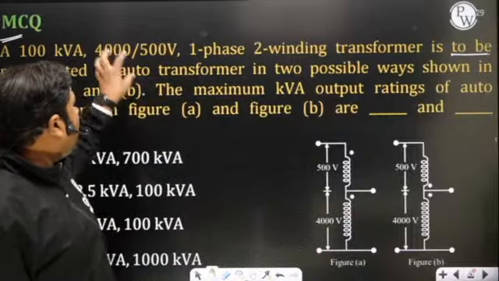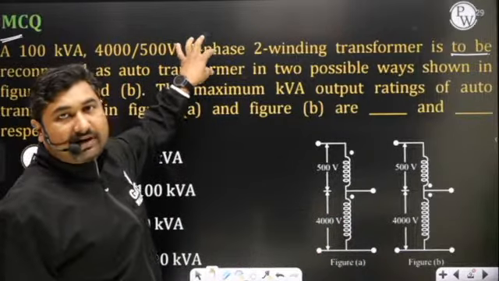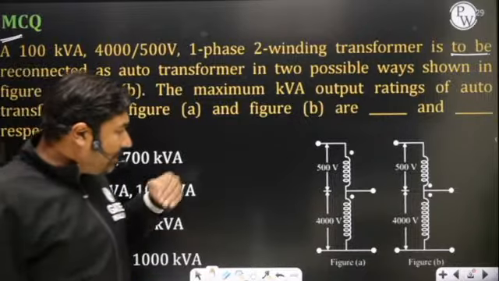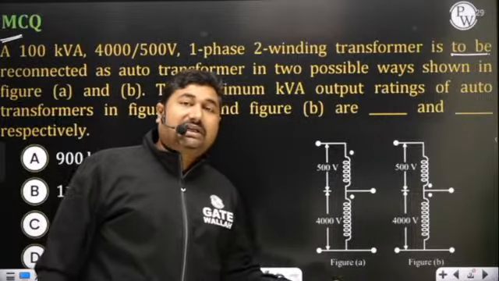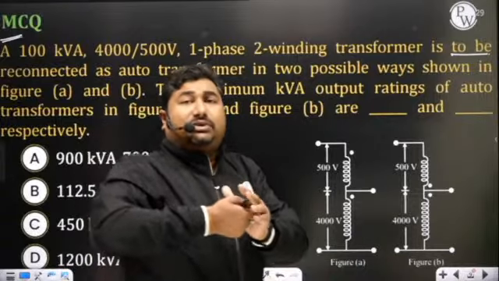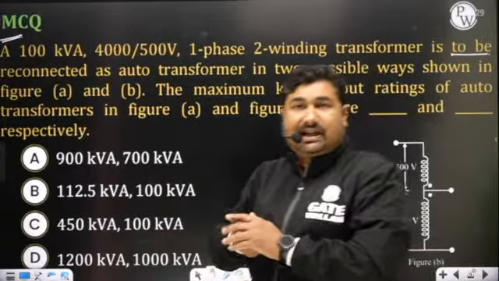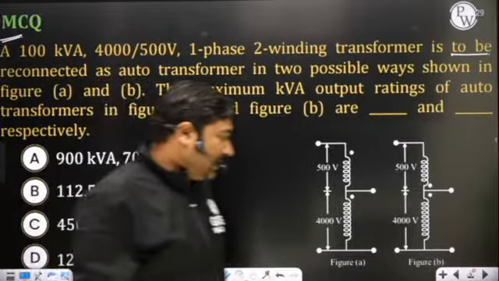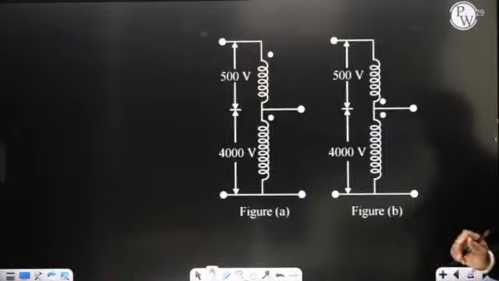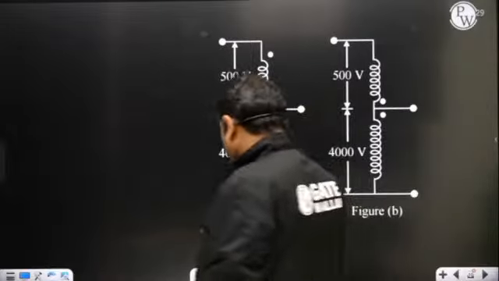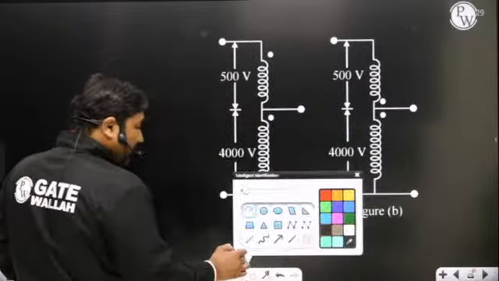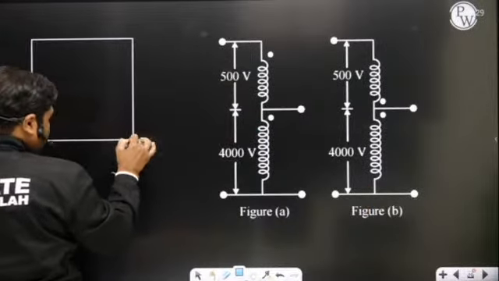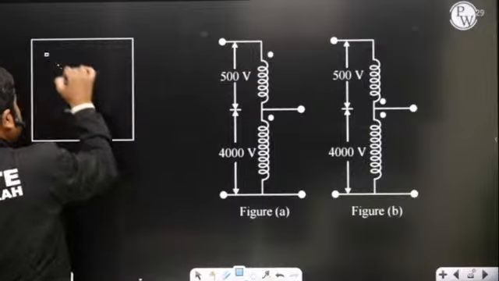So we have a 2 winding transformer, 4000 to 500 volt. This transformer is of 100 kVA, and now we are going to connect the windings of the transformer just by shorting 2 different wires out of the 4 different terminals in order to make it an auto transformer. Okay? Yes, sir. So please observe, this is given. Now I am going to relate it to the 2 winding transformer first, so that you can easily understand this topic.